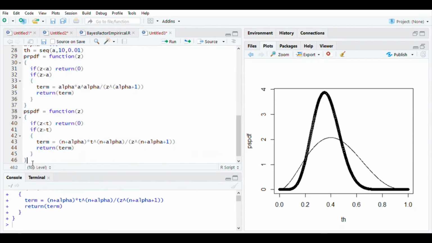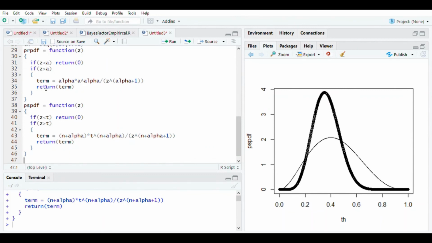One more way to save time is to write a function which computes the Pareto PDF with parameters say alpha and a. So in that function you can use z, a and alpha as arguments, but then when you call the function while computing the Bayes factor, you should be careful. So just to avoid this confusion, I have written separate functions.